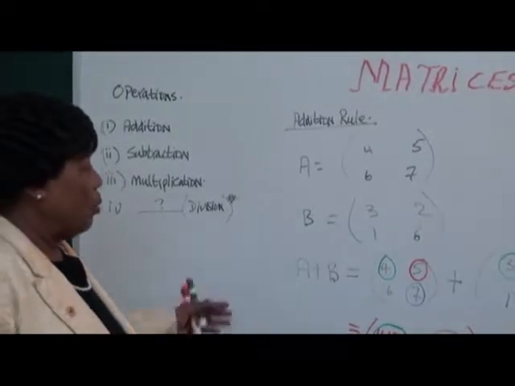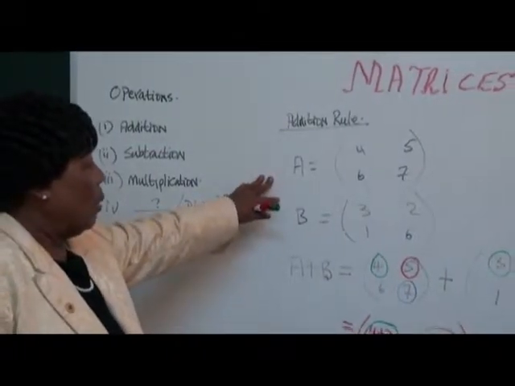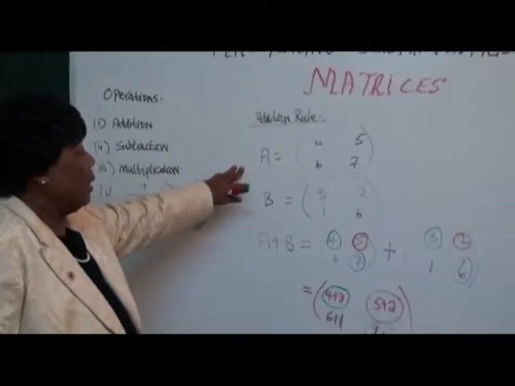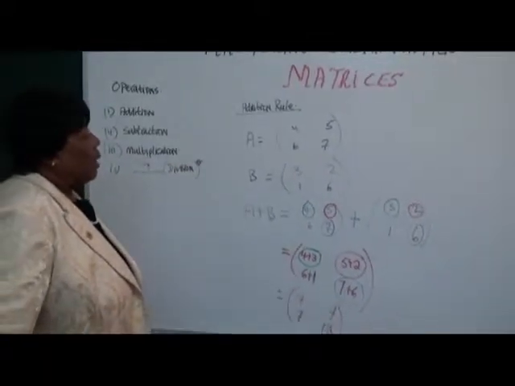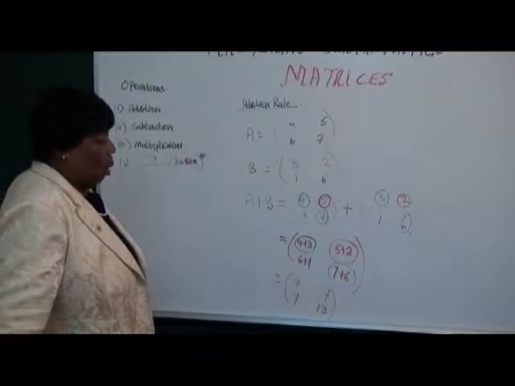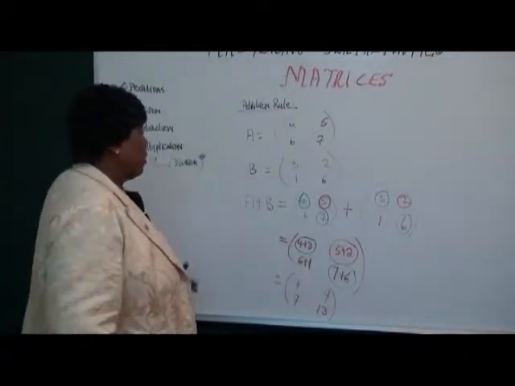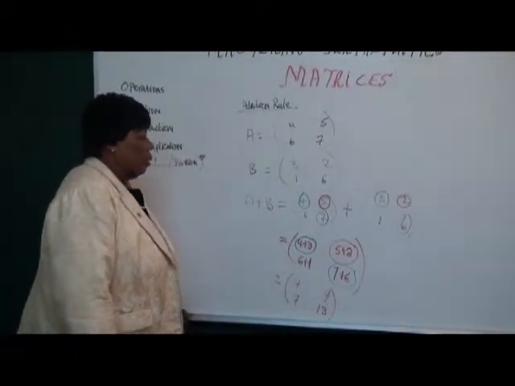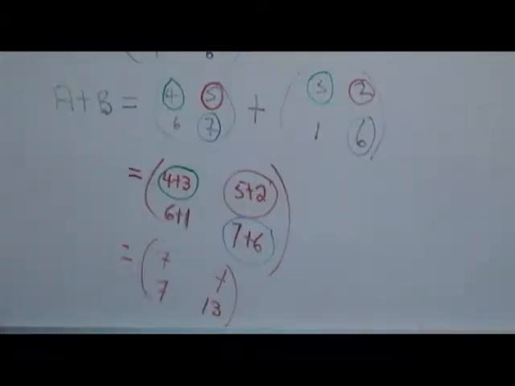Given two matrices of the same order, A is equal to 4, 5, 6, 7 and B is equal to 3, 2, 1, 6, and you're asked to add them. So what do we do? The things in the same positions are added together. So this is like mental maths, right? Yes, even your little kindergarten can do this too.